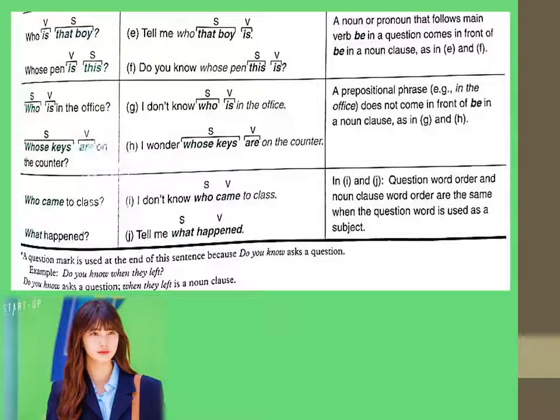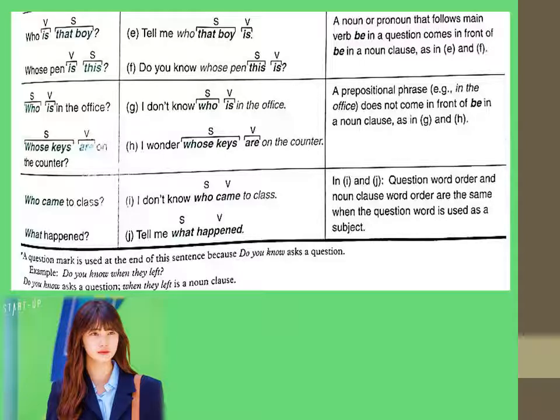Similarly, for a question word asking about the subject: who came to class? Who is the subject, came is the verb. So this is the question asking for the subject. Who came to class? My teacher came to class. My teacher, yeah, is the subject. So in the noun clause, the pattern stays the same. I don't know who came to class. What happened? In the noun clause, tell me what happened.